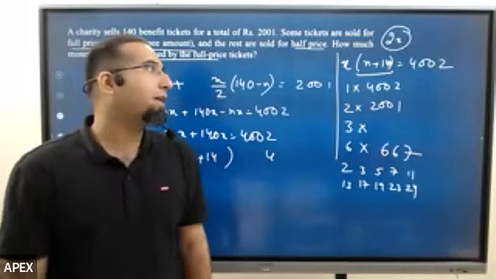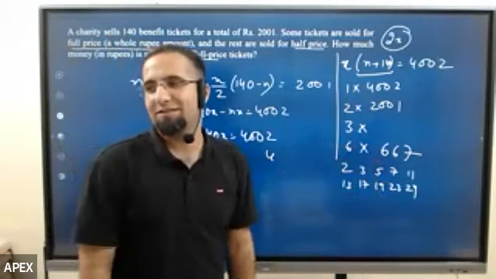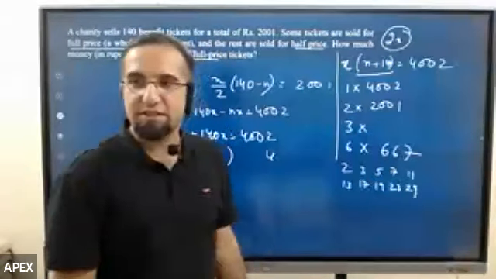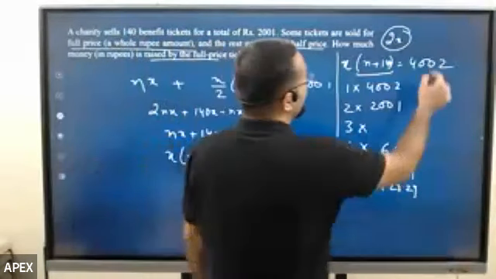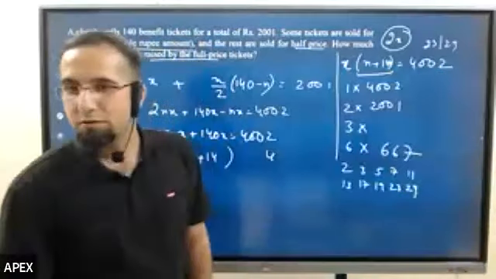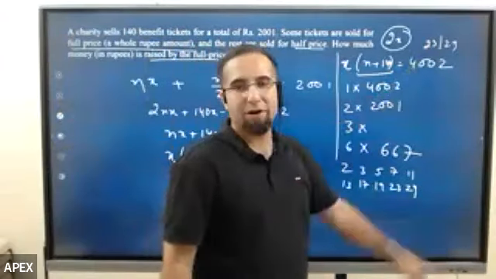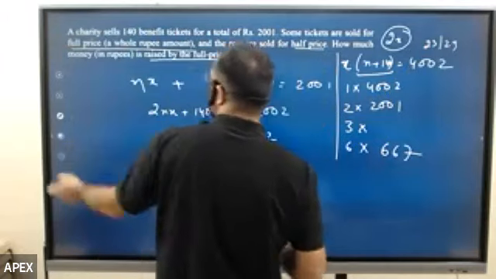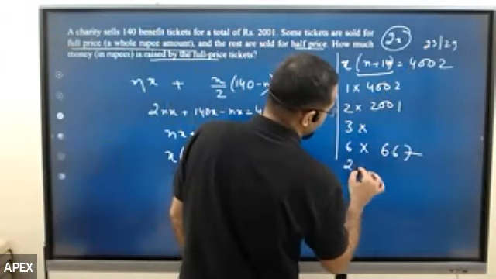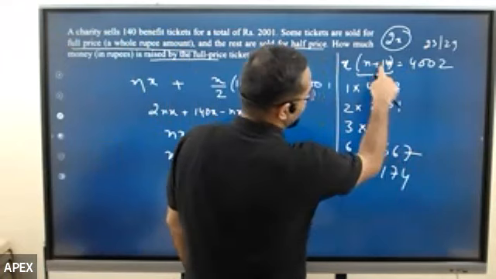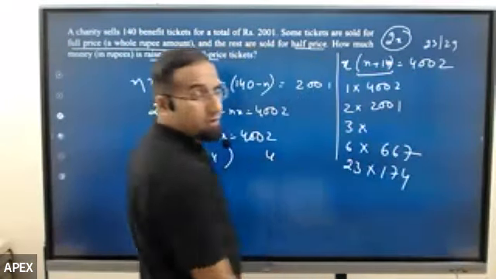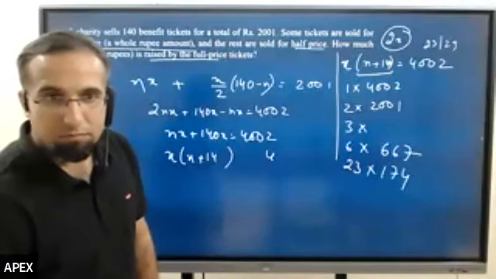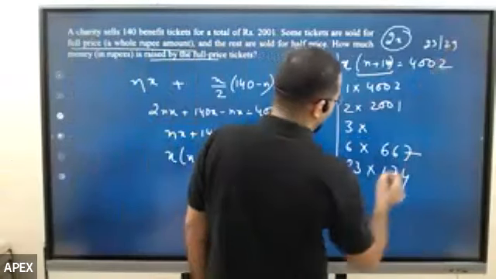See, I should tell myself if I've reached here, after this, I cannot leave this question. 23 into 29 is 667. That means, can I say 23 and 29 divide this number also? Now check 4002 by 23 and 170. Are we getting a required answer? 23 into 174. If this value is 174, n is 34. x is 23. Are you getting it? You want 4002 divided by 29.